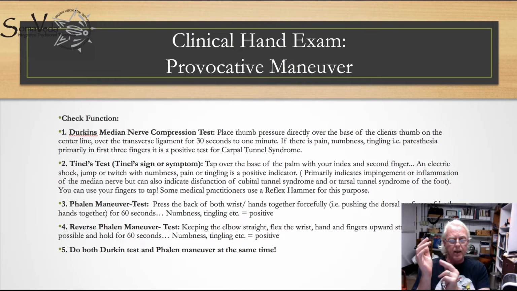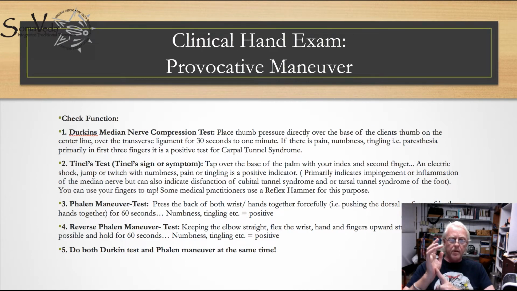And as you're tapping here, okay, you're tapping on the median nerve, all right? And what happens is you will have an electric shock, jump, or twitch with numbness, pain, or tingling. All right. If you have those things as a result, that's definitely a positive sign. Now, some practitioners use a reflex hammer or an instrument to tap the hand, but actually your two fingers held together like this are more than strong enough to give a good tap, and it doesn't cause you any strain at all.